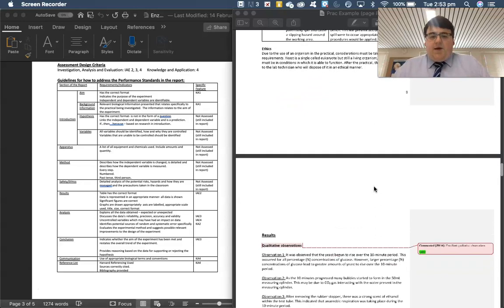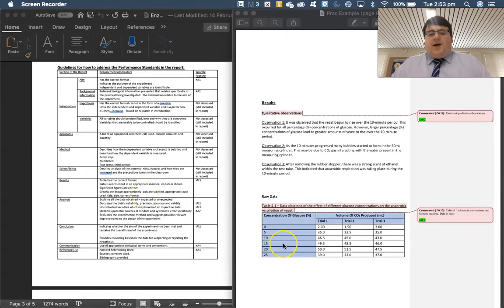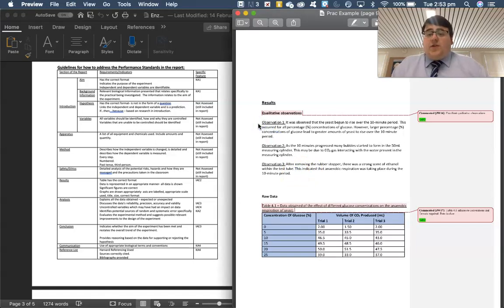Okay, then we get to the results. The results are, you've got tables, you've got graphs, you've got raw data, you've got manipulated data. I'd strongly recommend, so the results don't go to the word count. So if you've got good qualitative observations, throw them in. It's just going to strengthen your practical. Okay, you want to include those qualitative observations.